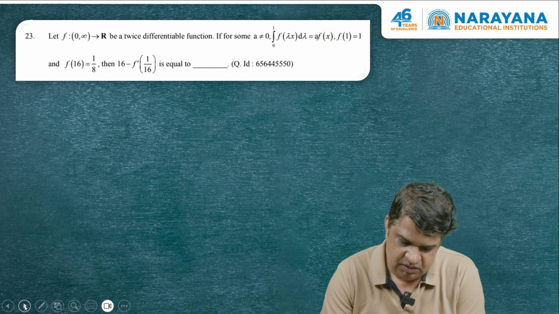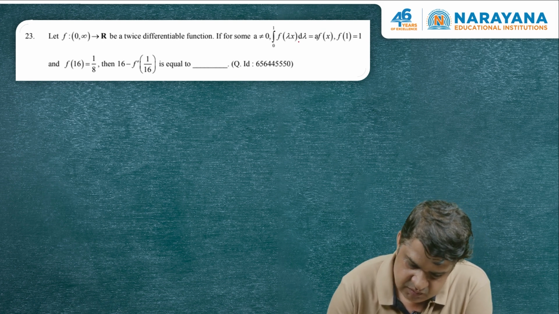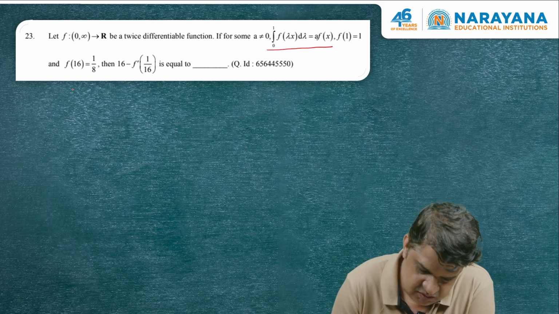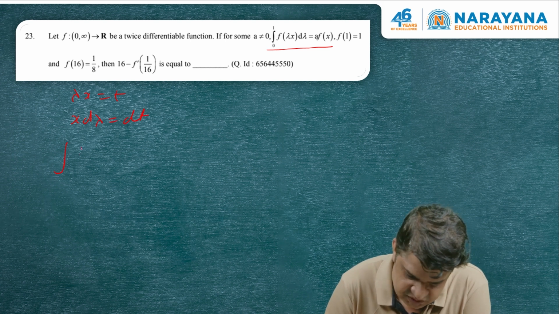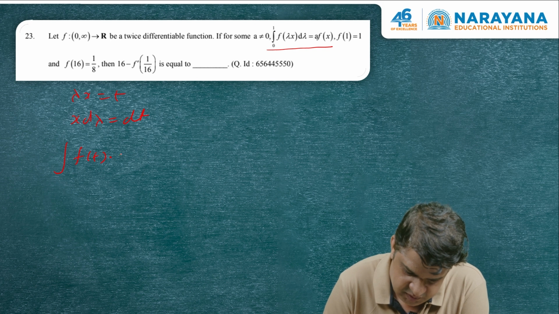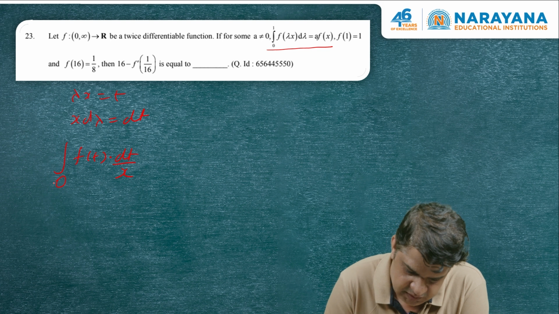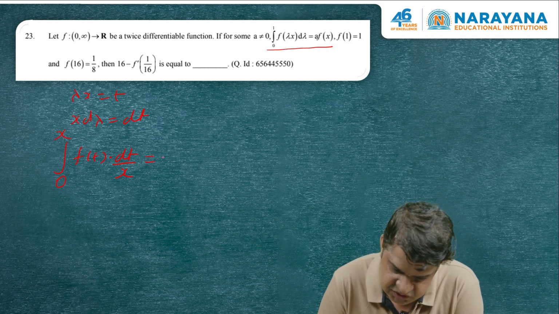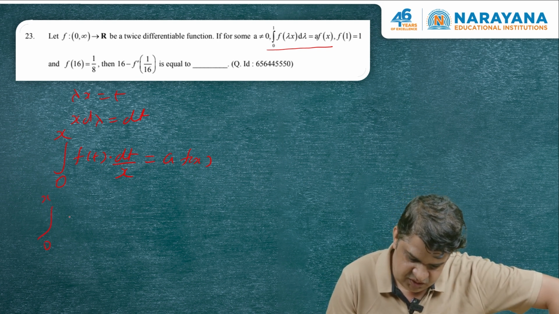A condition is given: f is a twice differentiable function, if for some a not equal to 0, this is the given condition. Do one thing, put lambda x equal to t, then x d lambda will become dt. So, it will become the integration of f of t, with d lambda replaced by dt by x. When lambda is 0, t is 0, when lambda is 1, t is x, equal to a times f of x. So, finally, the integral from 0 to x of f of t dt equals a times x into f of x.